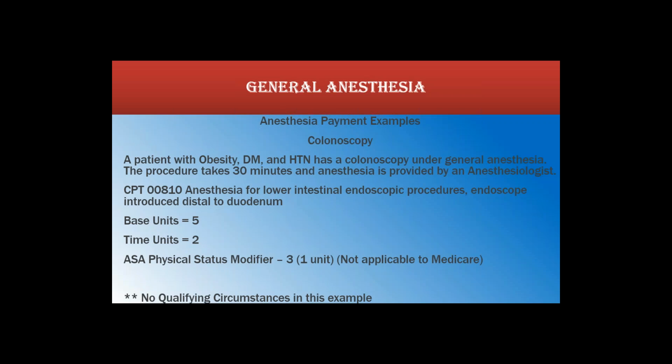General anesthesia, anesthesia payment examples. For a colonoscopy, a patient with obesity, DM, and hypertension has a colonoscopy under general anesthesia. The procedure takes 30 minutes and anesthesia is provided by an anesthesiologist. CPT code 00810 for anesthesia for lower intestinal endoscopic procedures, endoscope introduced distal to duodenum. We would have a base unit of 5, time unit of 2, and an ASA physical status modifier of 3. For a Medicare patient, the physical status modifier would not be applicable. So there would be no qualifying circumstances in this example.